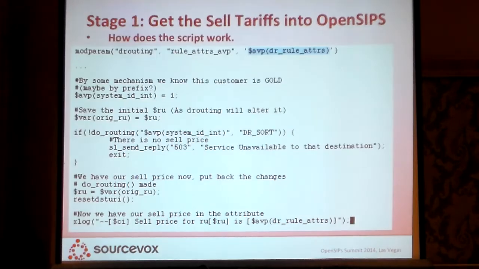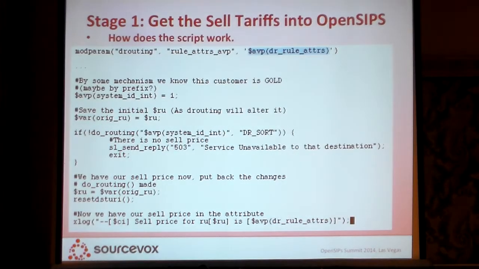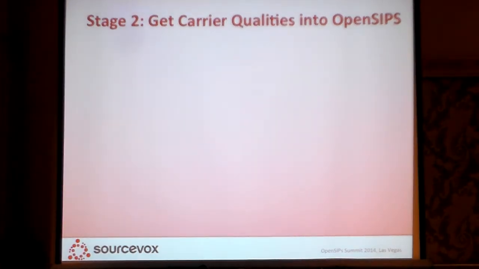So stage 2, stage 1's finished. At the very bottom, we logged out the fact we've got our sell price. So we managed to get our sell price as the call's flowing through OpenSIPS. Stage 2, we need to now get the carrier qualities into OpenSIPS.